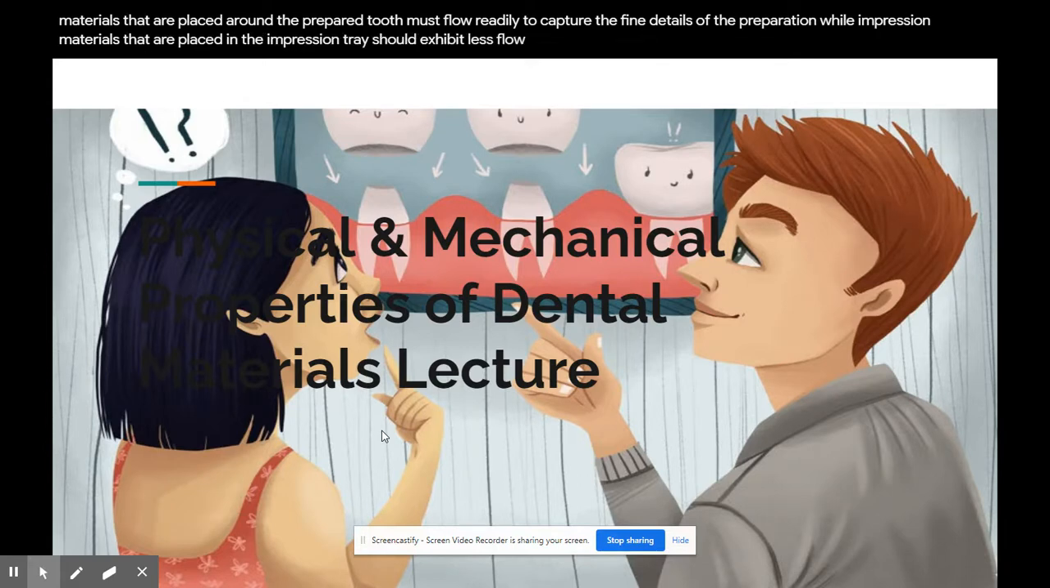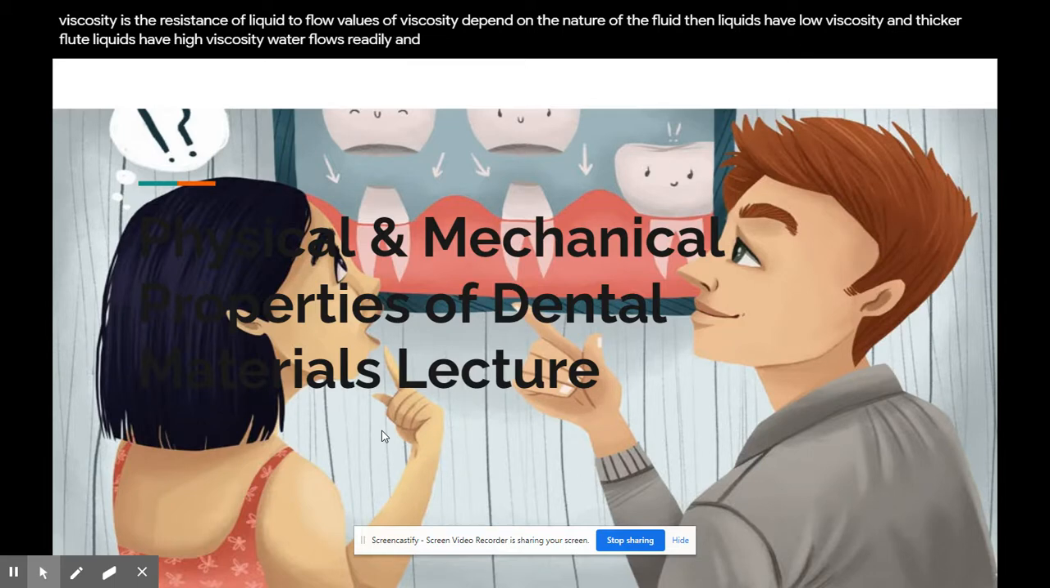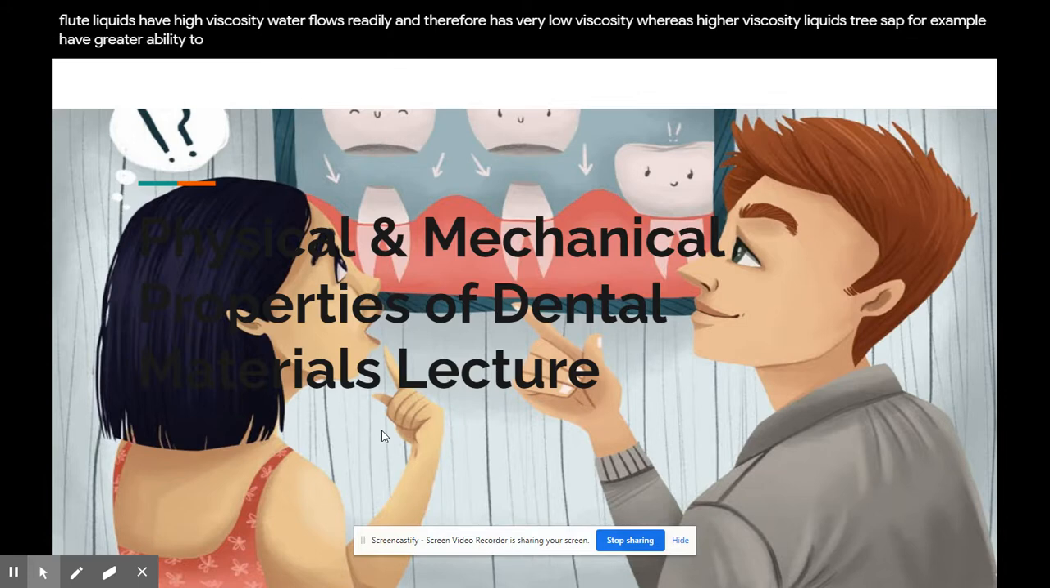The movement of a liquid would depend on the characteristic of the liquid and the surface at which it is placed. Viscosity is the resistance of a liquid to flow. Values of viscosity depend on the nature of the fluid. Thin liquids have low viscosity and thicker liquids have high viscosity. Water flows readily and therefore has very low viscosity, whereas higher viscosity liquids, tree sap for example, have greater ability to resist flow. The viscosity of liquids usually decreases as temperature increases.